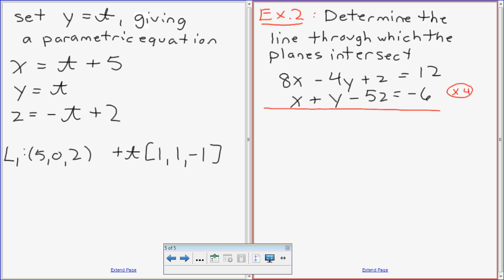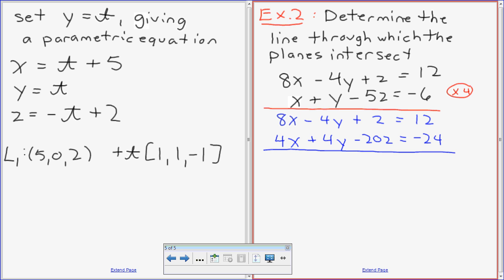So that's going to give us 8x minus 4y plus z equals 12, and 4x plus 4y. Bailey, can you do your elimination, please, and tell me what we got? 12x.